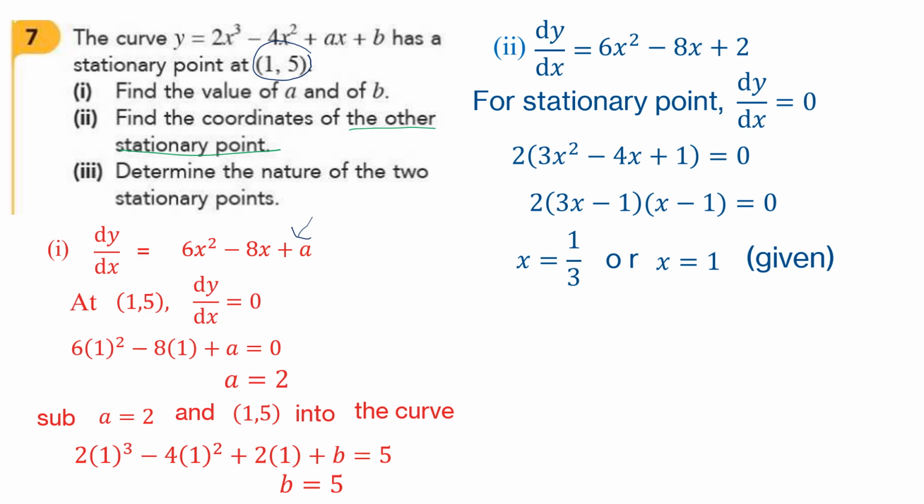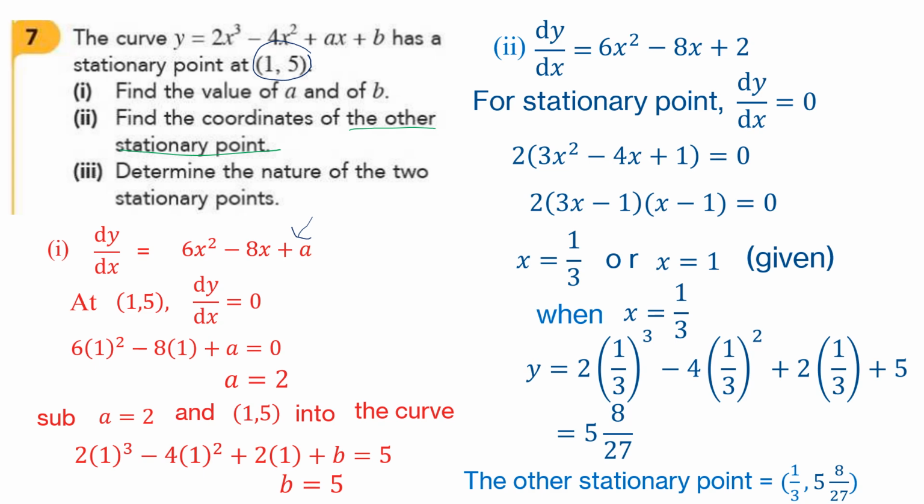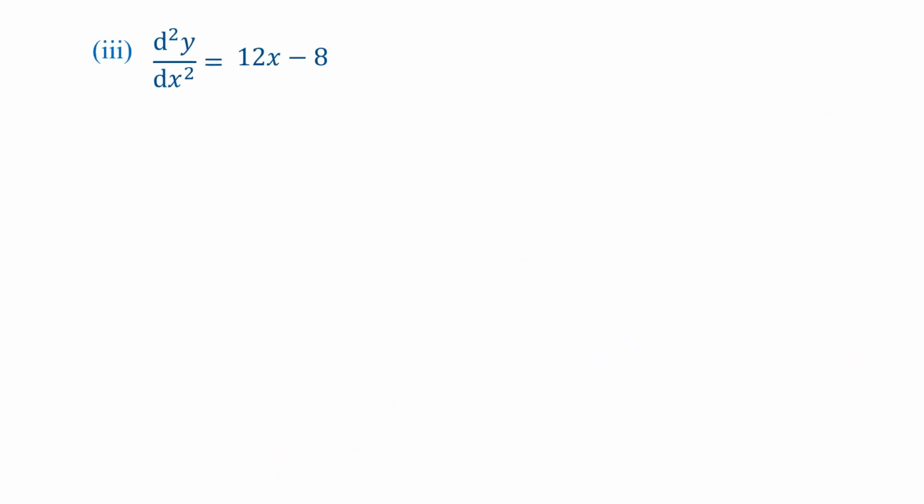All right, so we're going to substitute x equals 1/3 into our curve to find the value of y to be 5 8/27. So therefore, the other stationary point will be (1/3, 5 8/27). Right, so we have 2 stationary points now, (1, 5) and the other one is (1/3, 5 8/27). All right, so for these 2 stationary points, we need to determine the nature, which one is maximum, which is minimum.